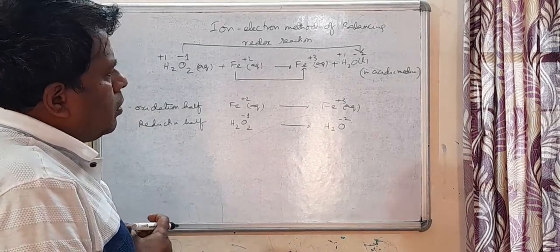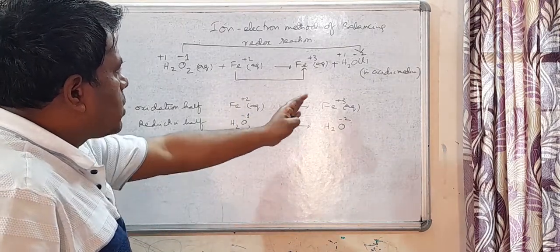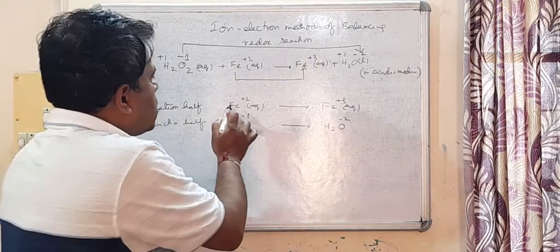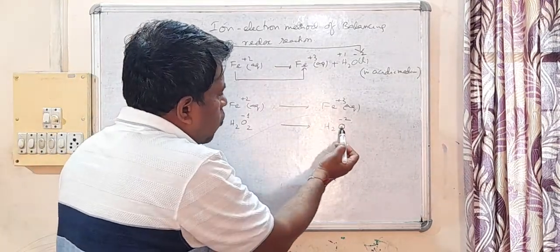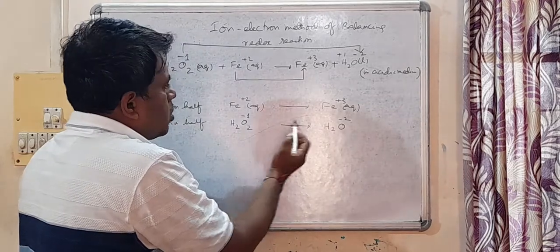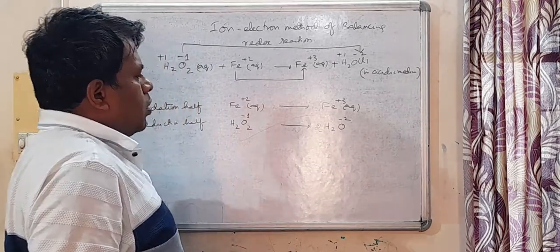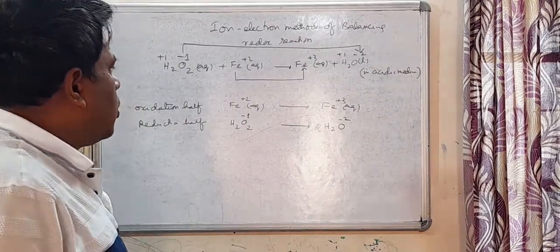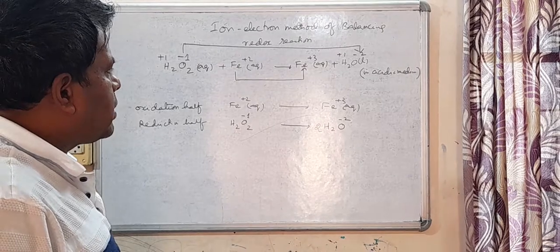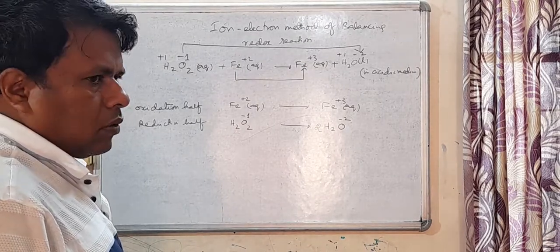After that, as before, we have to balance the key element. Iron is already balanced. Oxygen: here, one oxygen, and here there are two oxygen. So to balance oxygen, we have to write 2. So the key element is balanced. Then we have to balance the charge on both sides by putting electrons.